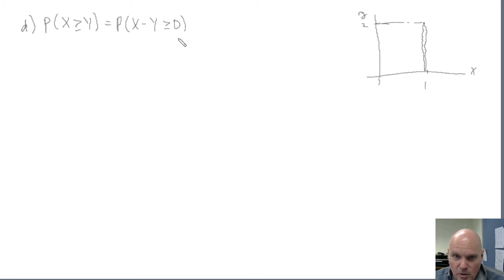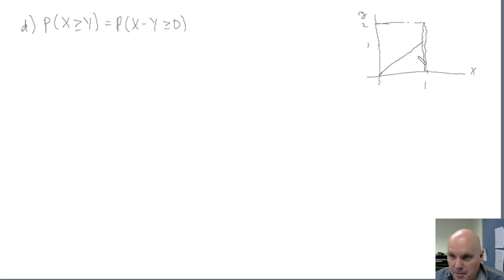and so I want to find the volume of the PDF in this region where x minus y is greater than or equal to 0. Usually when you're working with inequalities, it's helpful to draw the line at which equality occurs. So that's the y equal to x line. So that's going to be this line. At x equal to 1, that's y equal to 1.